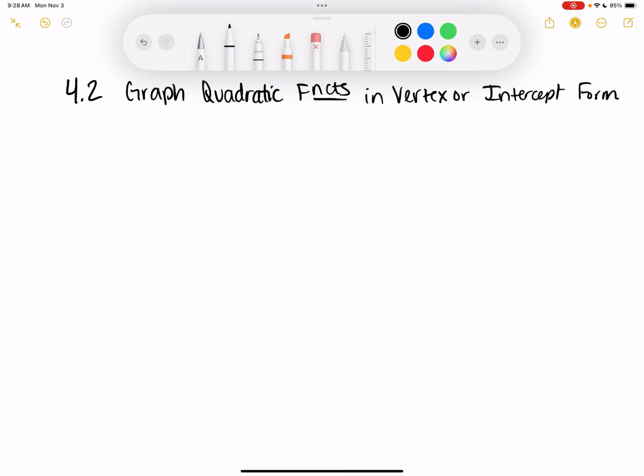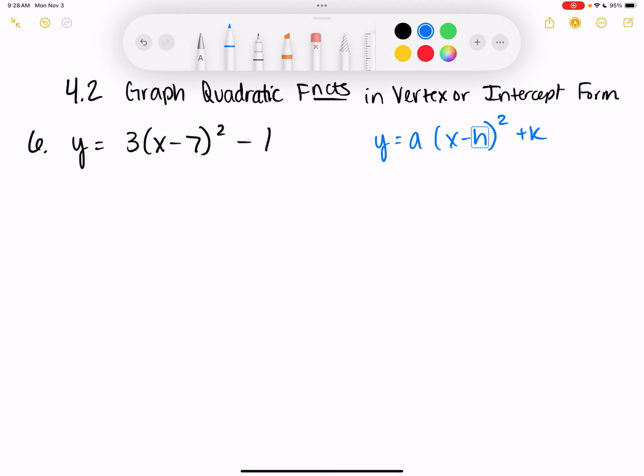Graph the function, label the vertex and axis of symmetry. So number 6, we've got y equals 3 times x minus 7 squared minus 1. So vertex form is y equals a times x minus h squared plus k, and the vertex is h, k.